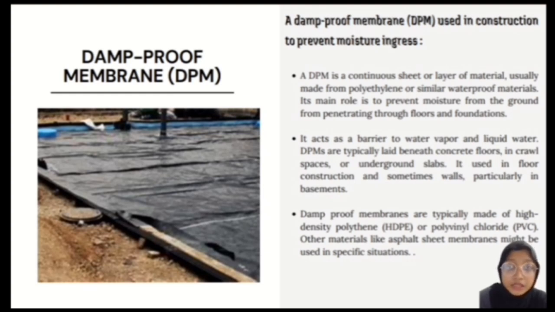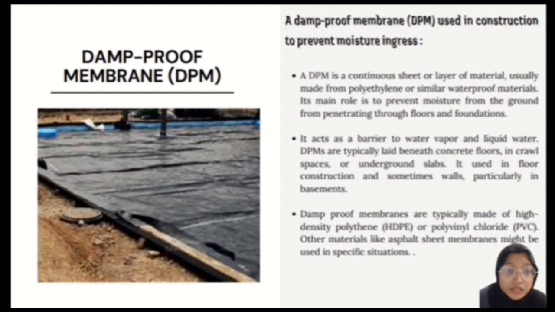Besides, a DPM is a thin, impermeable layer that is applied to the surface of a wall or floor to prevent moisture ingress. A minimum thickness of at least 1200 or 300 micrometers is recommended for DPM. This ensures sufficient strain and puncture resistance. DPM are commonly used in flooring applications such as under concrete slabs or screed to prevent moisture from rising up from the ground.